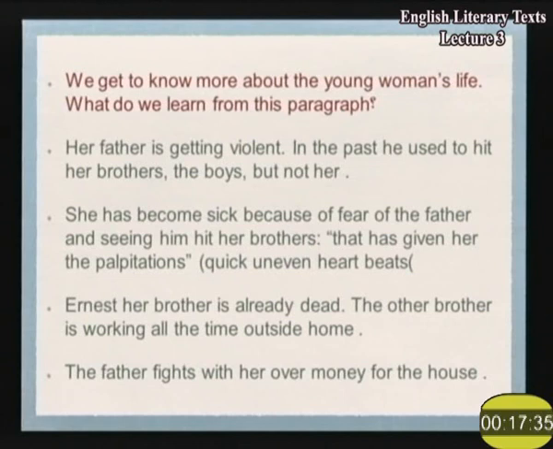Ernest, her brother, is already dead, and the other brother is working all the time outside home, while the father fights with her over money for the house. So she is left with the father, and as we're going to learn in a moment, with also a couple of young children, her brothers and sisters, and she's responsible for that family. She is definitely not a little girl, but we don't think she's also an old woman.